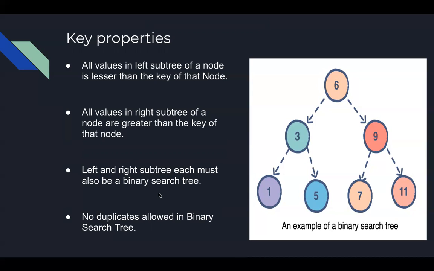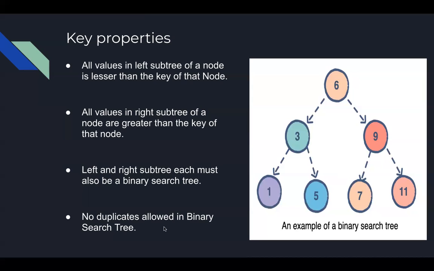And the third rule is that the left and right subtrees each must also be a binary search tree. So why is that? Here we can see this is the left subtree of 6, and 3 is the root. And we know 1 is the left child, which is smaller than 3. 5 is bigger than 3, and 5 is the right child. So it fits all the properties I mentioned before. So the left subtree is also a binary search tree, and similar rules can be applied to the right side. The right side here is also a binary search tree. So therefore, we have rule 3.